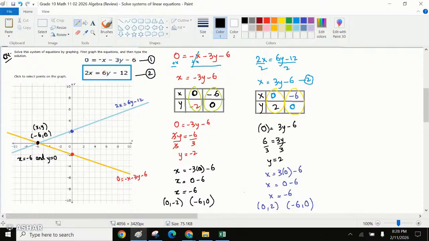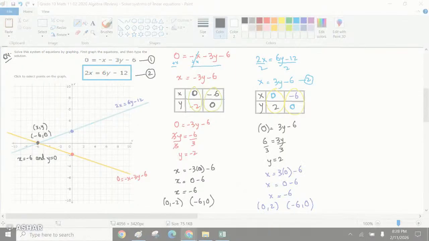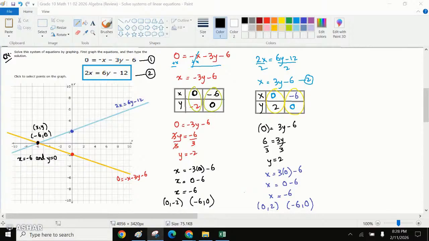Let's see what we have for the next example. Okay, for the next question, it says solve the system. Very similar question, just the equations are different.